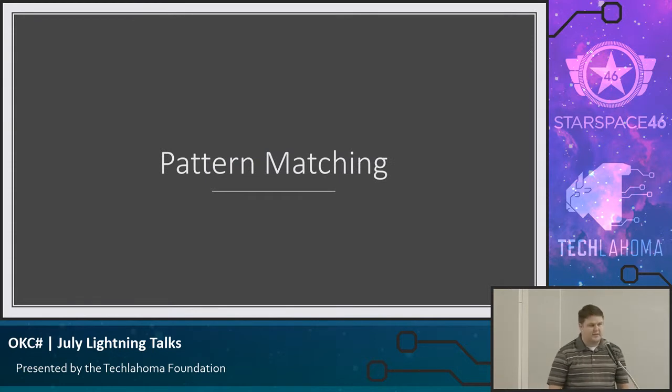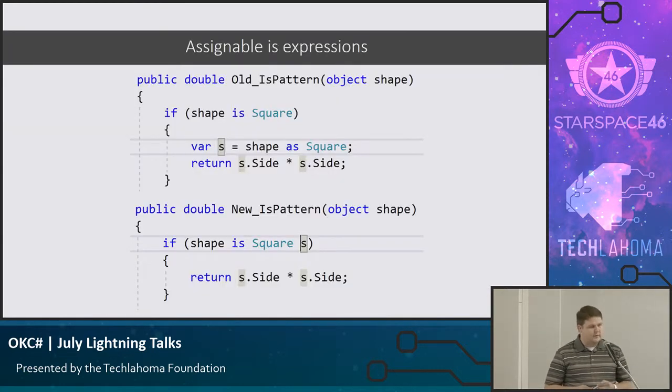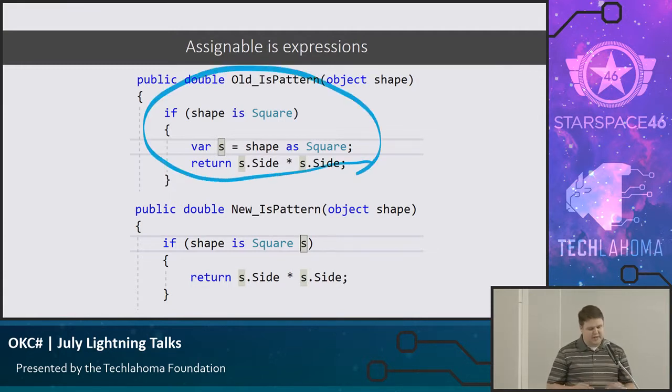The next one I want to talk about is pattern matching. And we've always had this is syntax and this as syntax, but if you see, it's just really not that much value added. We could say if our shape is a square, then the next line, go ahead and say, okay, give me that as a square. But now we're able to just cut a line of code out. We can immediately declare that variable into scope. We can say if the shape is a square, put it in S, and then use it. So it's a pretty nice code readability change.